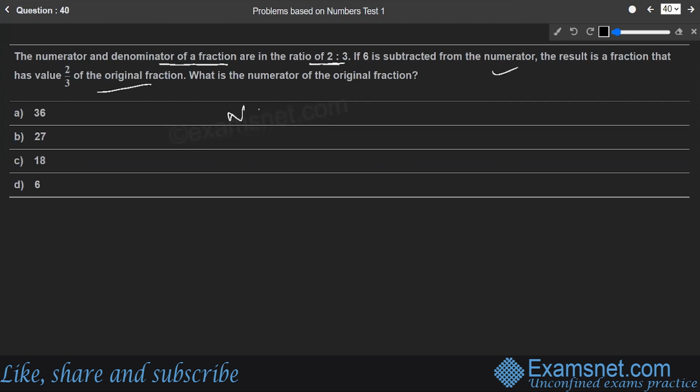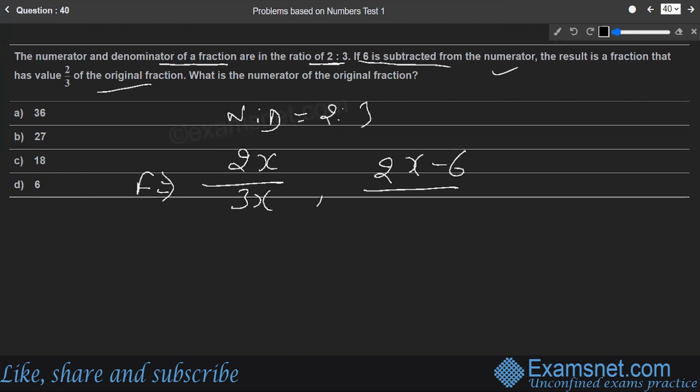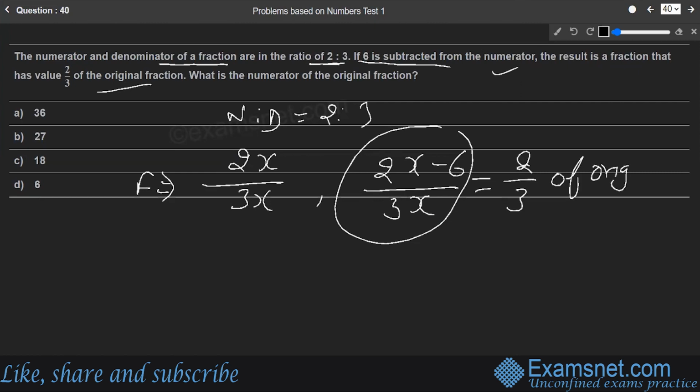So the numerator is to the denominator in the ratio 2:3. Let's say the numerator is 2x and the denominator is 3x, and this is the fraction in front of us. Now the next condition he says is if 6 is subtracted from the numerator. So let us subtract 6 from the numerator. It's going to be 2x minus 6 divided by the denominator, which remains as it is, 3x. He says the result is a fraction that has a value 2 by 3 of the original fraction.